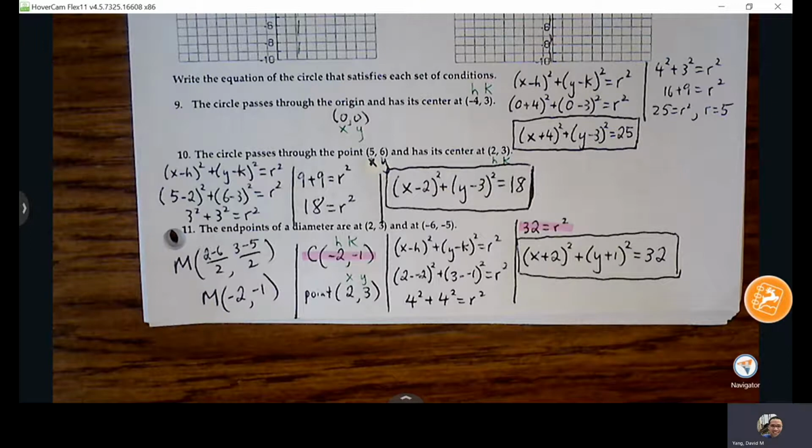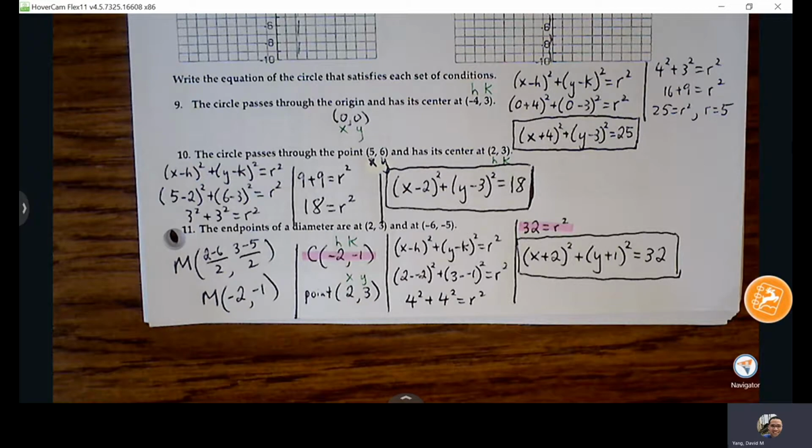You could have also done -6. Yes, that's right. You could have used 2, 3, or -6, -5. You would have gotten the same radius, or square root. So either point is fine. Typically, we just want to choose the point that we feel is easier to plug in. That's why I chose 2, 3. But -6, -5 would have worked.